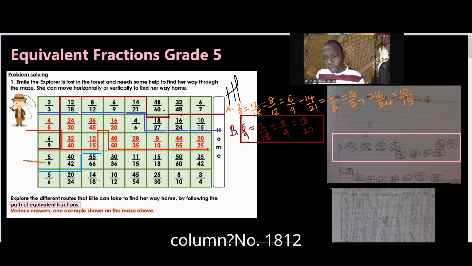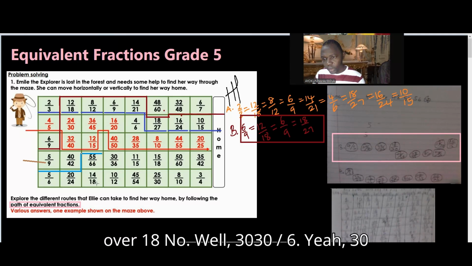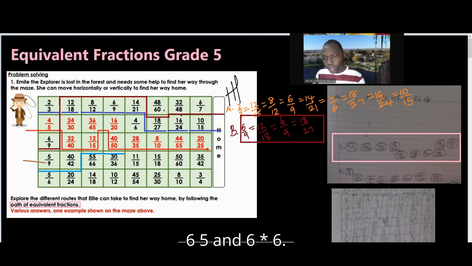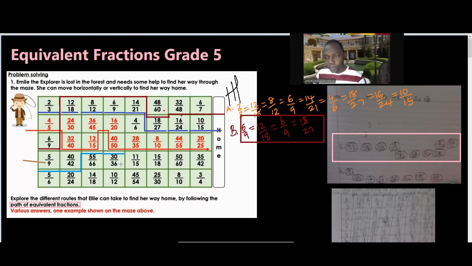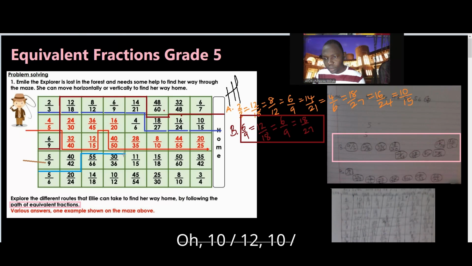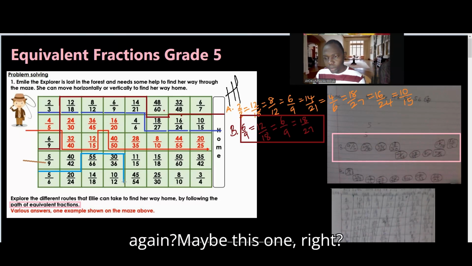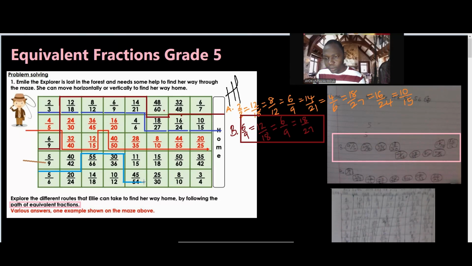No. 18, 12 over 18? No. Well, 30 over 36. That's 6 times 5 and 6 times 6. Where can it go through again? 10 over 12. Where can it go through again? Maybe this one, right?